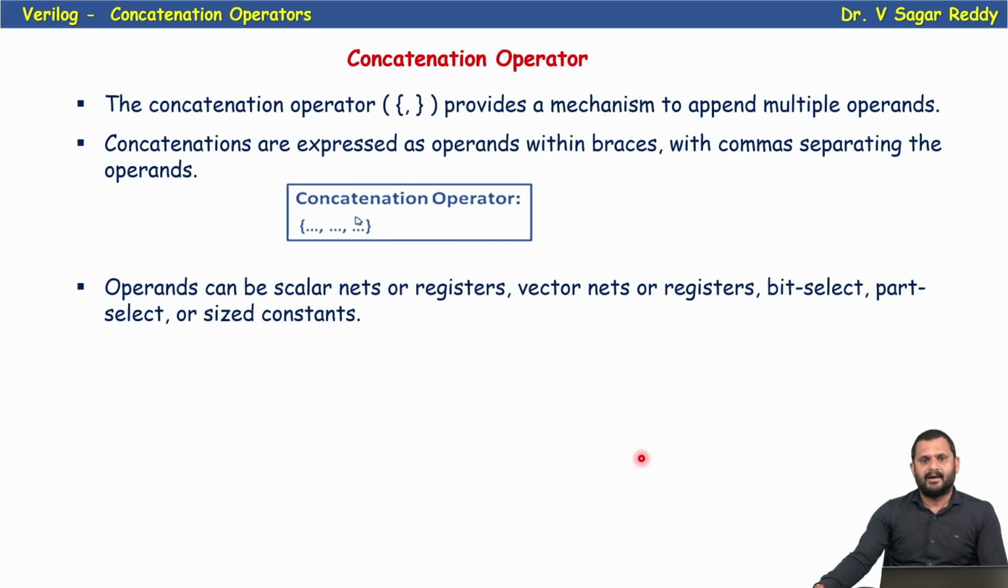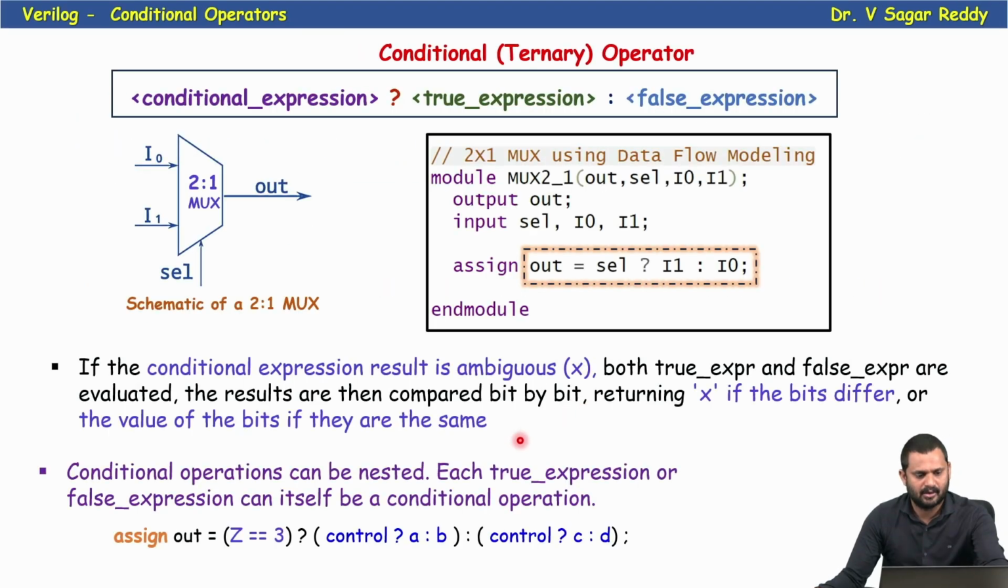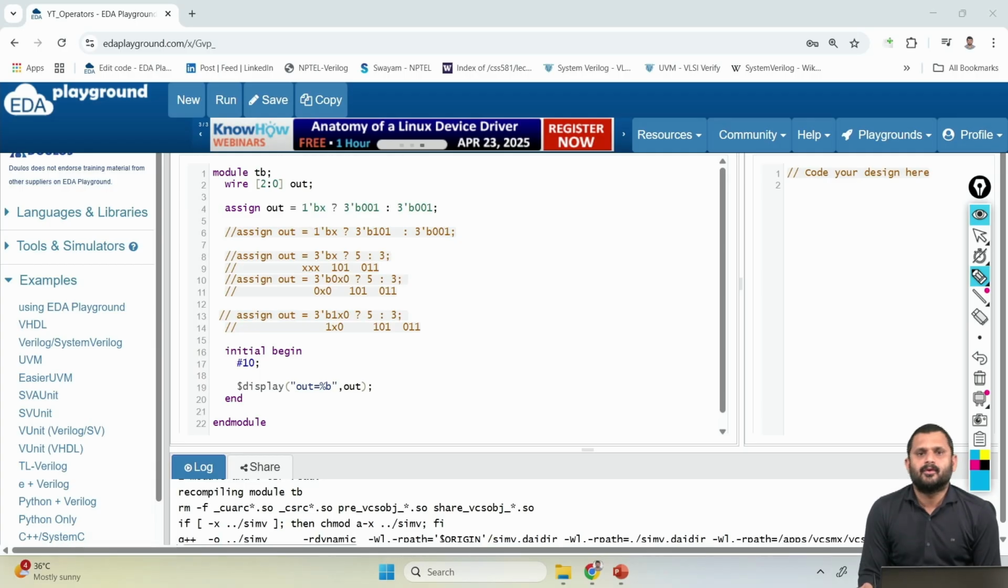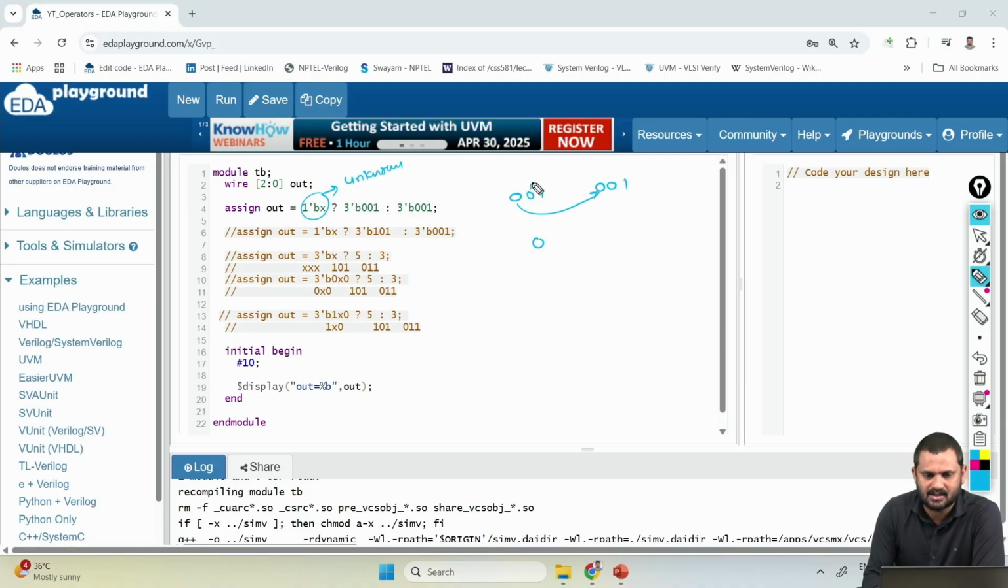Now, before going to the concatenation operator, I'll discuss a few programs related to this. With this example we can understand how we are using the conditional operators. I'll write a simple Verilog program to understand this. Here the conditional expression is unknown. In that case it compares these two expressions, 0 0 1, bit by bit. It compares 0 and 0. Both are the same, so the output is 0. If both are different, it returns x.